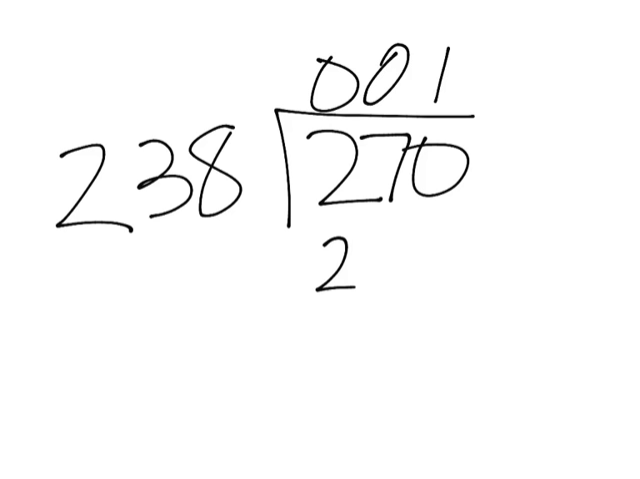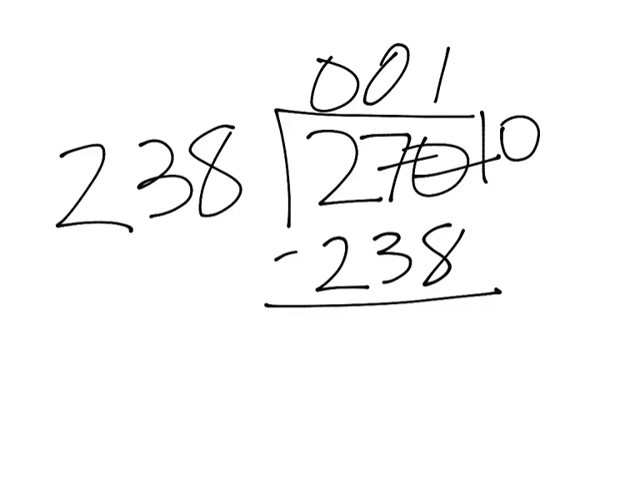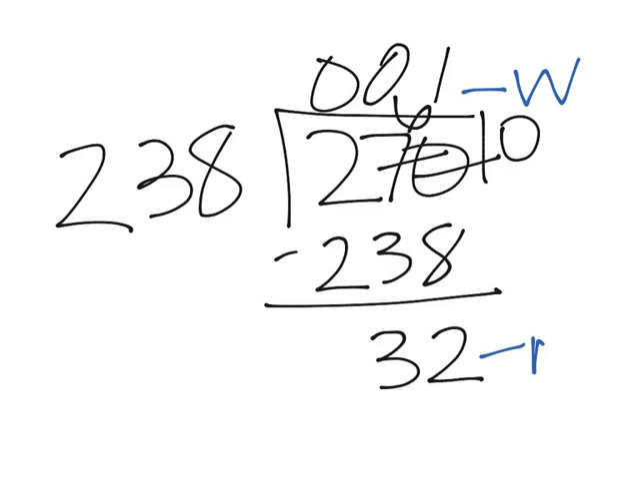1 times 238 is 238. Then I regroup and subtract. 10 minus 8 is 2. 6 minus 3 is 3. That becomes my whole number, numerator, denominator. So now we're looking at 1 and 32 over 238.